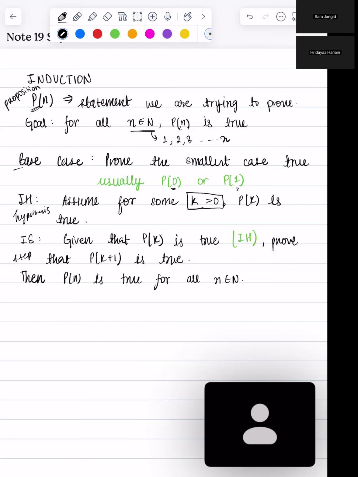The inductive step is where the actual proving happens, which is basically given that P(k) is true, this is our inductive hypothesis, we have to prove that P(k+1) is true, my bad. And this would basically then prove that P(n) is true for all n in the natural numbers.